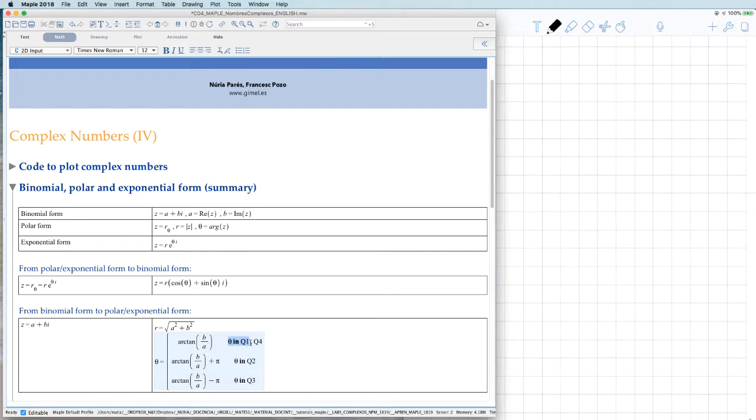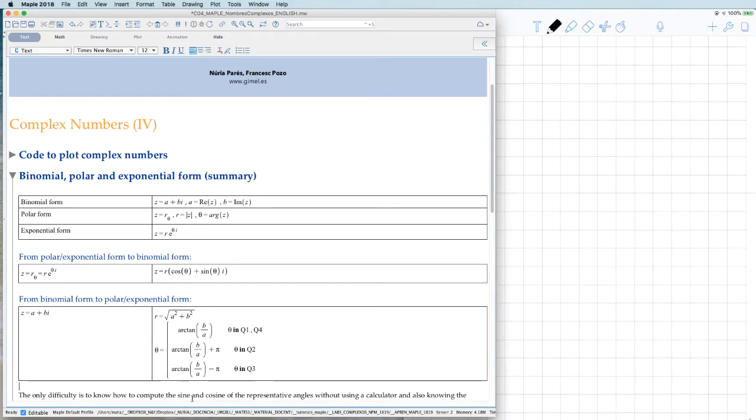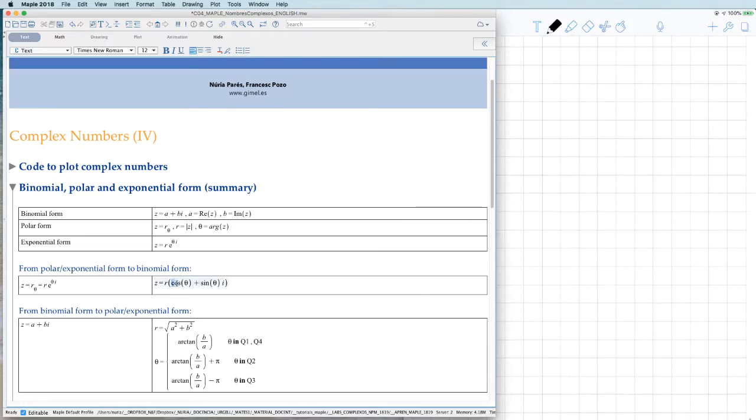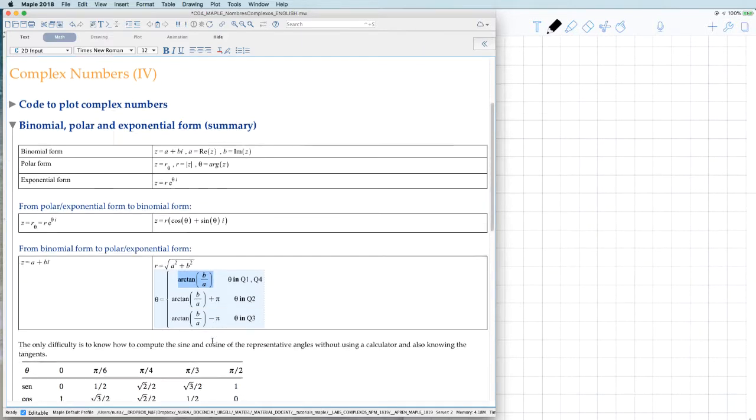This formula is correct in the first and fourth quadrants. If we are in the second quadrant, we need to add pi, and in the third quadrant, we need to subtract pi. So this is mainly the most important information, but if we don't have a calculator, we need to know the cosine and sine of the most important angles, and also we need to know the arctangents of the principal numbers. So how do we do it?